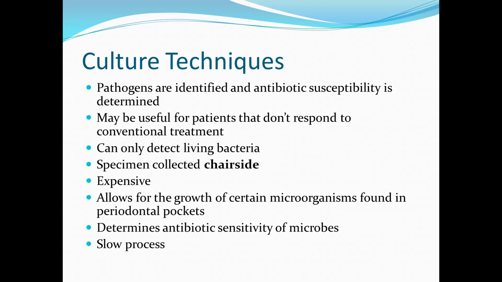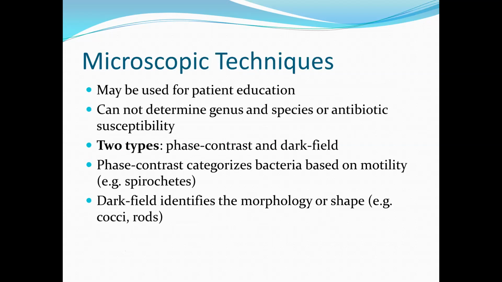So for the non-responsive patient, the culture might be the way to go. We've got microscopic techniques primarily used for patient education. They can't tell us the genus or species or the antibiotic susceptibility to antibiotics with these bugs, but it can let us know the amount and activity of the bacteria. So we can use a phase contrast microscope, which is what private practice uses, and then the dark field, which is identifying the shape of things, is really used more in science and research.